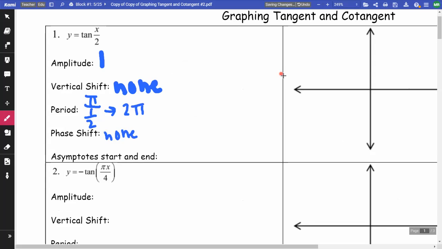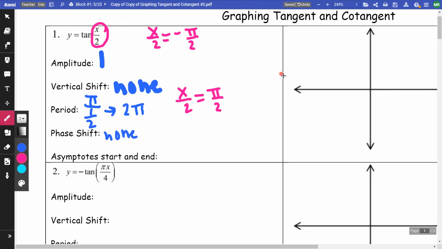So when I'm trying to find my asymptotes, if I take my b times x minus h, which is x over 2, and I set it equal to negative pi halves, which is one of my asymptotes normally, and I set it equal to positive pi halves, and then I work it out. So to work it out, I am going to multiply by 2. Those are going to cancel out. I mean, not by pi, sorry, by 2. I don't know why I'm saying pi.